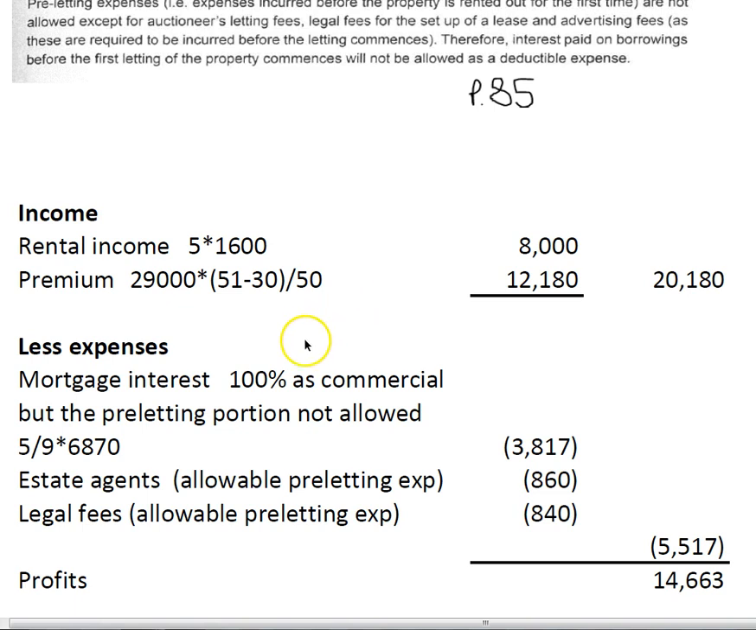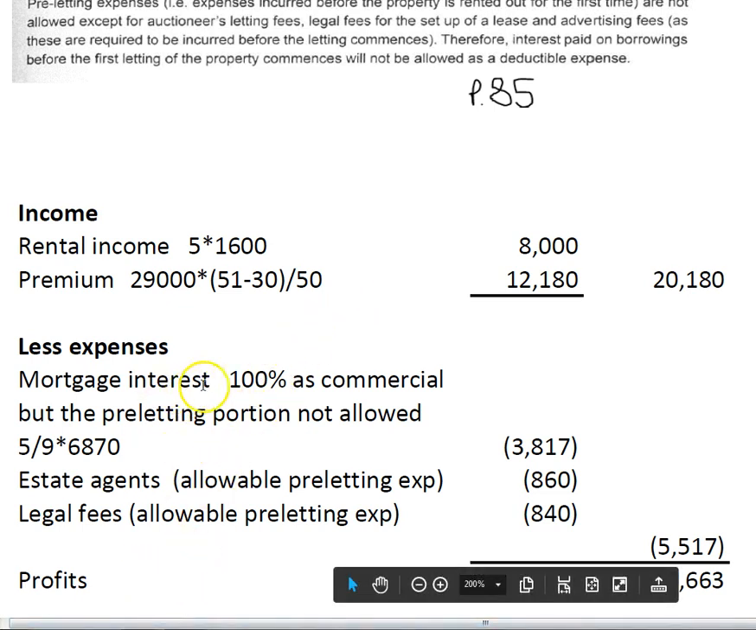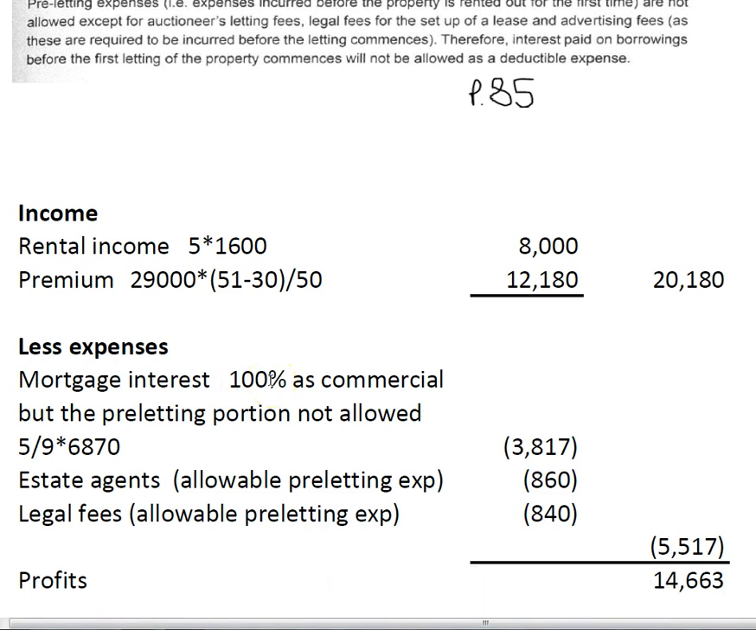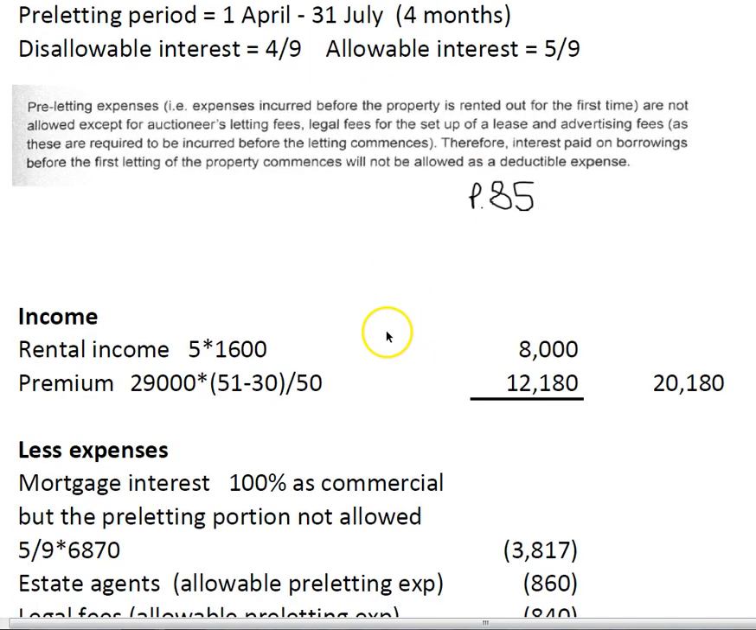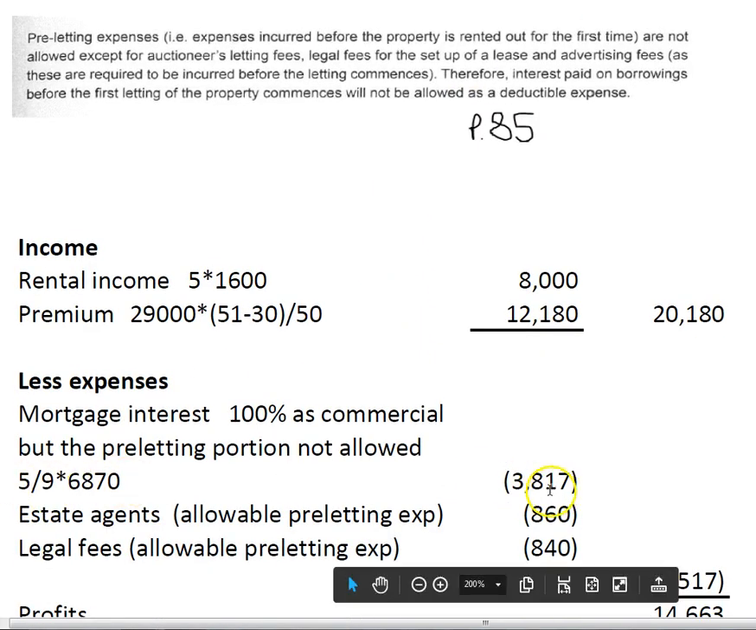And then we take away the expenses. So mortgage interest is all allowable, except for the pre-letting, and there's no 80% restriction. The 80% restriction is just for residential. So it was purchased on the 1st of April. So from the 1st of April to December is 9 months in total. And of that 9 months, 5 months was let out and 4 months was the pre-letting. So 5/9 is allowable. So we just multiply the mortgage interest by 5/9.